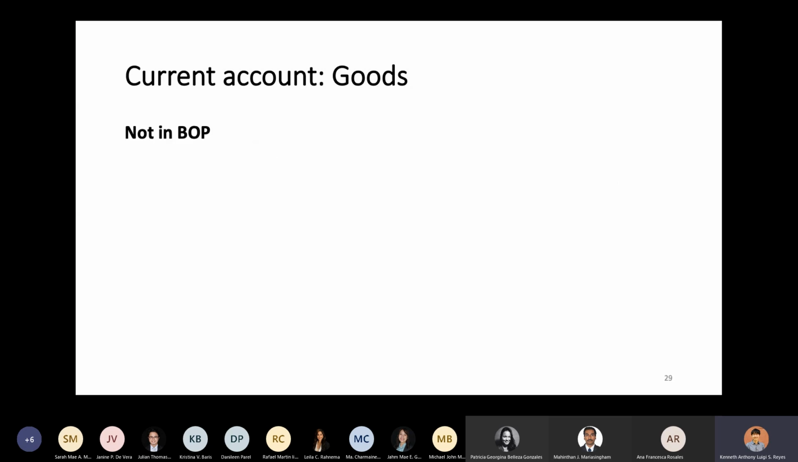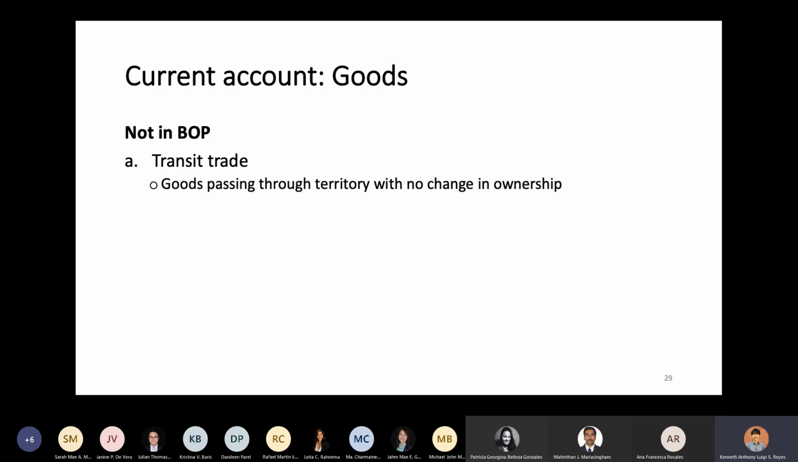Okay, now let me just run through a list of things that are not in the BOP, but which might sound like they should be in BOP. Transit trade. So if goods pass through a territory with no change in ownership, then it will not be counted in the BOP. So the example earlier, what if you just bring in a good for storage and not sell it? This will not be in the BOP. Migrant personal items. So if you migrate abroad, the stuff you bring, that's not going to be imports. Goods for embassies, because like I said, these are transactions between two residents of the same territory.